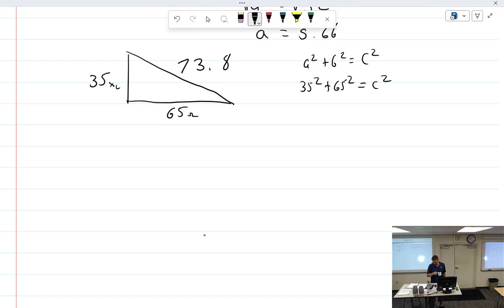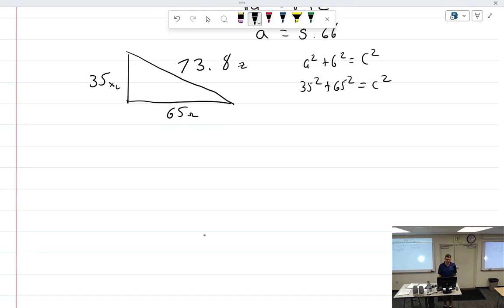If you got 5,000 and something, you're almost done. That was before you took the square root. You're close, you just weren't finished yet. Does anybody remember what 73.8 represents? It's the hypotenuse, but if we're talking electricity, it was Z, or impedance.